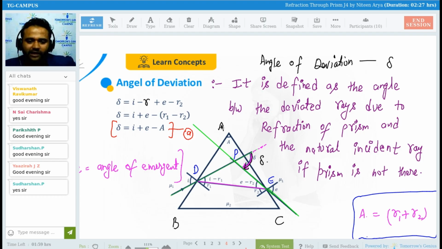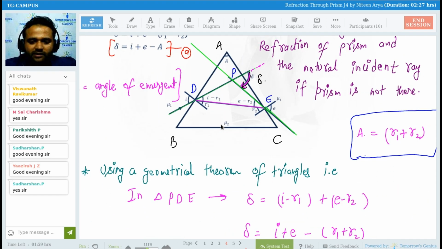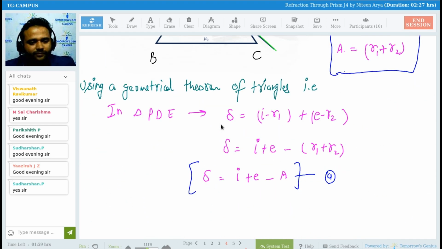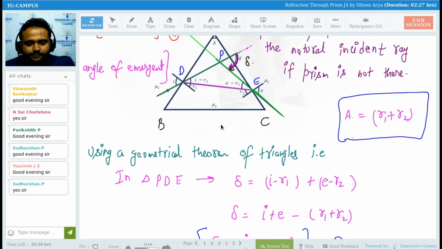Is this clear, everyone? Till now, again, I just used geometry. Nothing physics. Okay. Clear? Should I move ahead, everyone? Good.